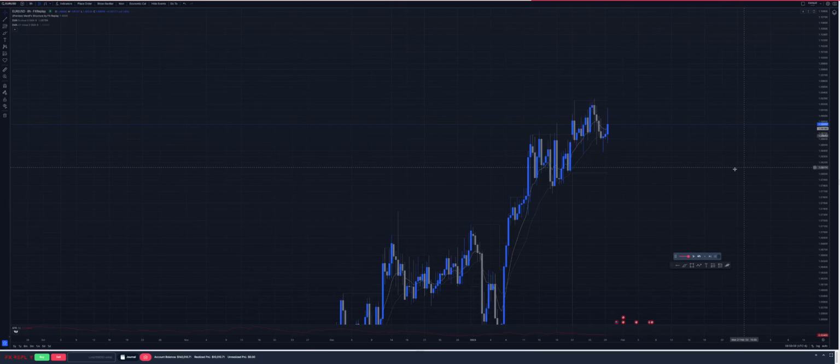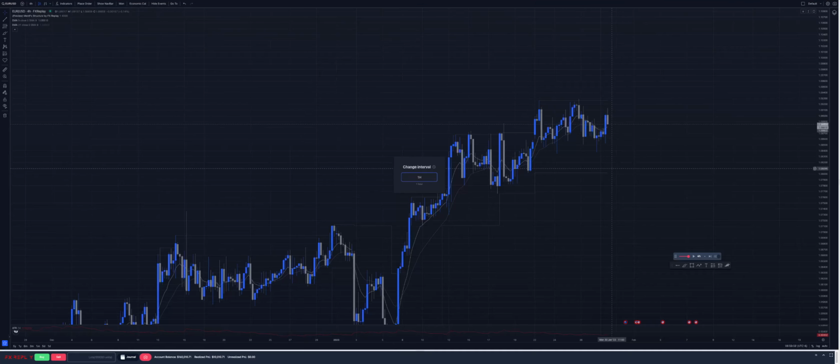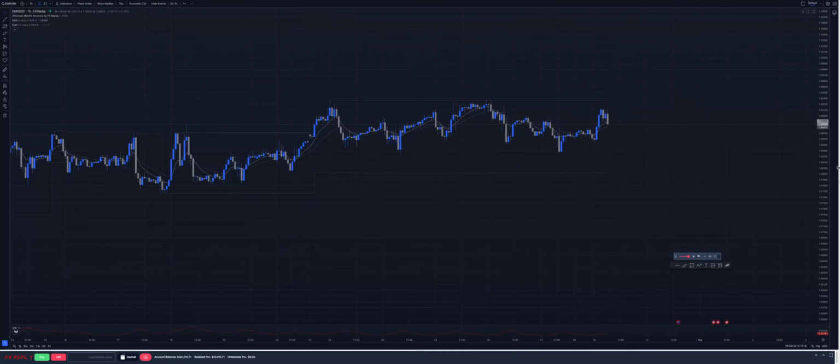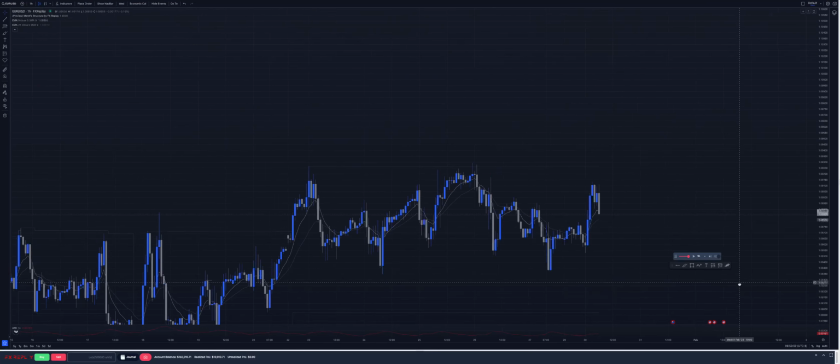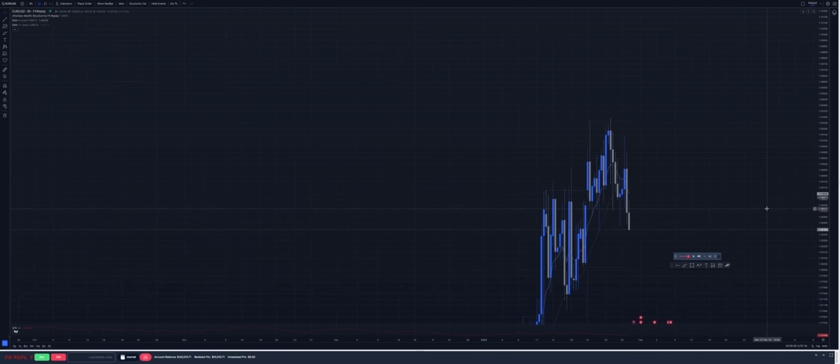Probably off the 8 hour. Sustaining the move. The 4 hour. Sustaining the move. Yeah, this is kind of becoming very not nice price action, so I'm going to give this market a little bit of time. Don't want to touch this market for a while.